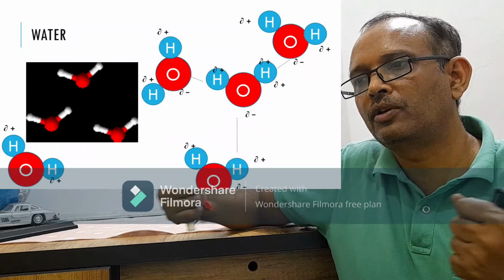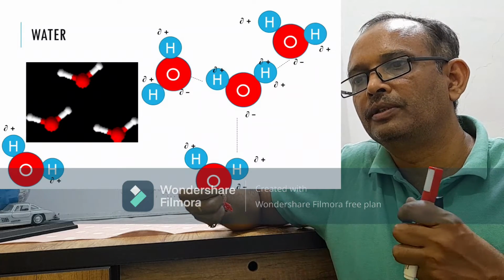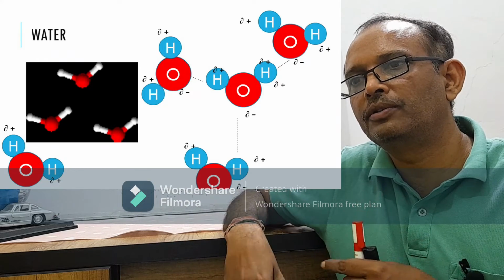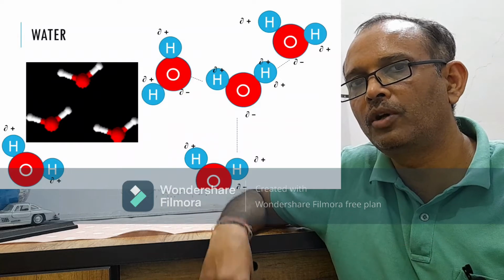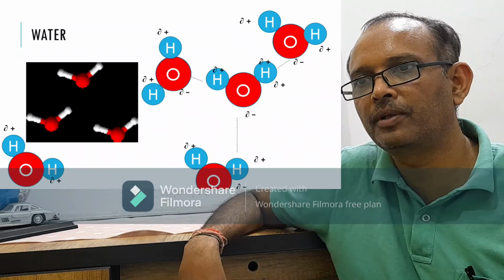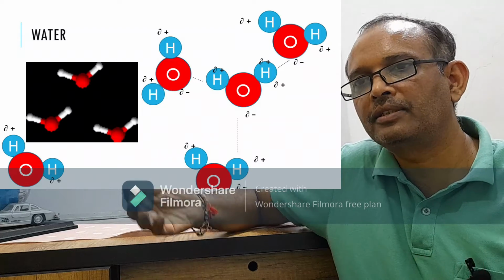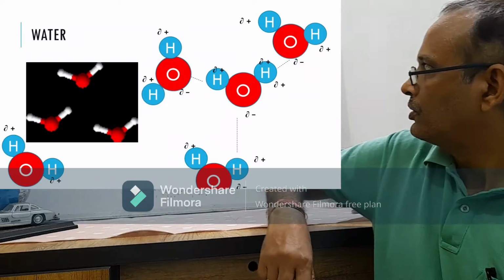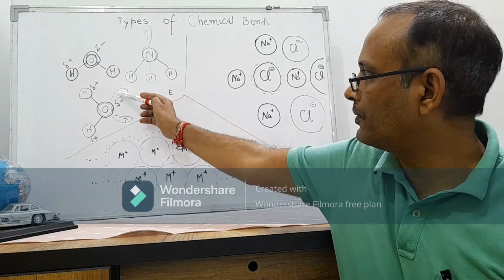So these molecules are not so strongly held like ionic compounds, and it's easy to break them apart. So they have low melting points and low boiling points. Water is liquid at room temperature. H2S and ammonia are gases at room temperature. Nitrogen is a gas. So this type of bond is called covalent.